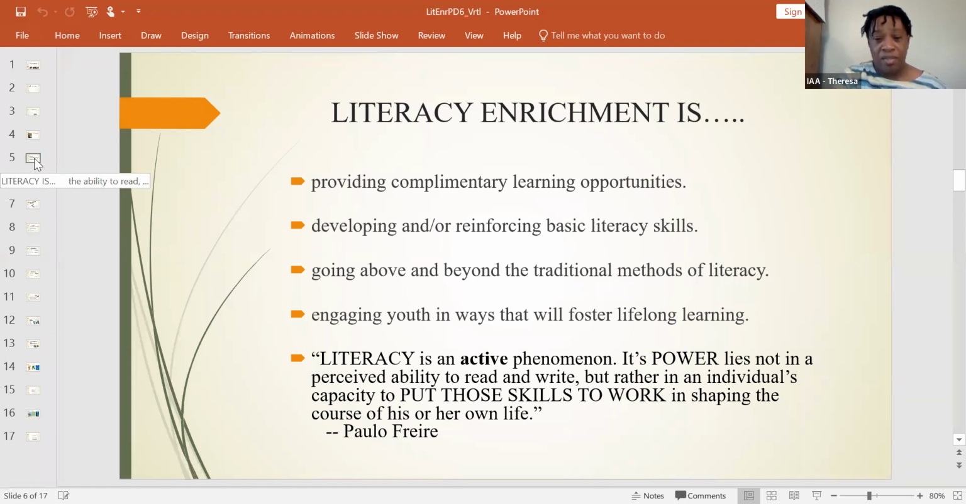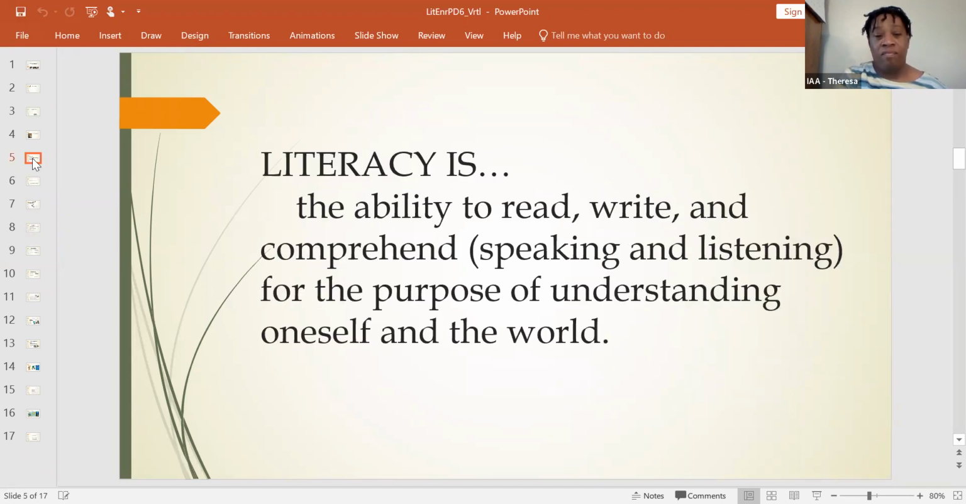But I do want to compare it to this one right here, for the purpose of understanding oneself and the world. So those two fit hand in hand with each other.